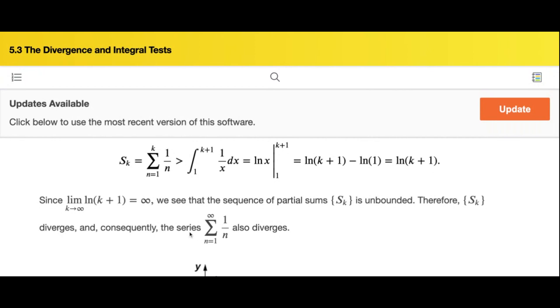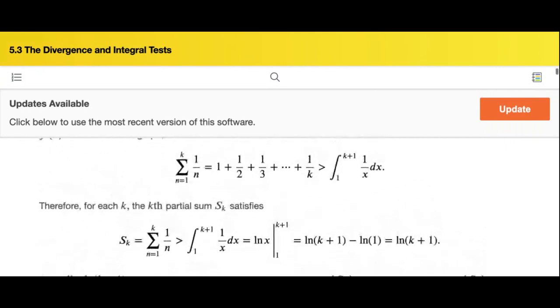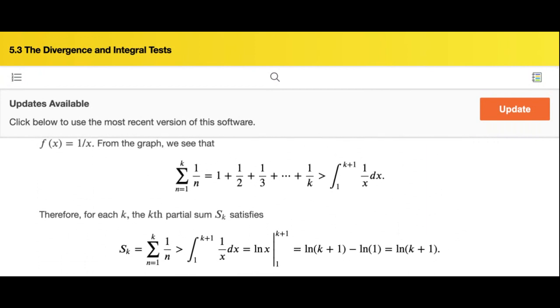And consequently, the harmonic series diverges. So this is just another way of proving the harmonic series diverges. A lot of times we won't be able to prove directly, so we think about something else. In this case, we think about the integration of 1 over x from 1 up to k plus 1. We think that this partial sum is greater than this integral. Any questions?